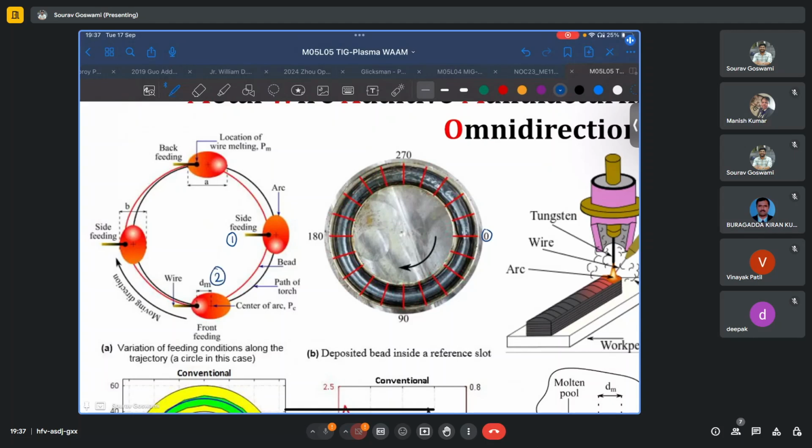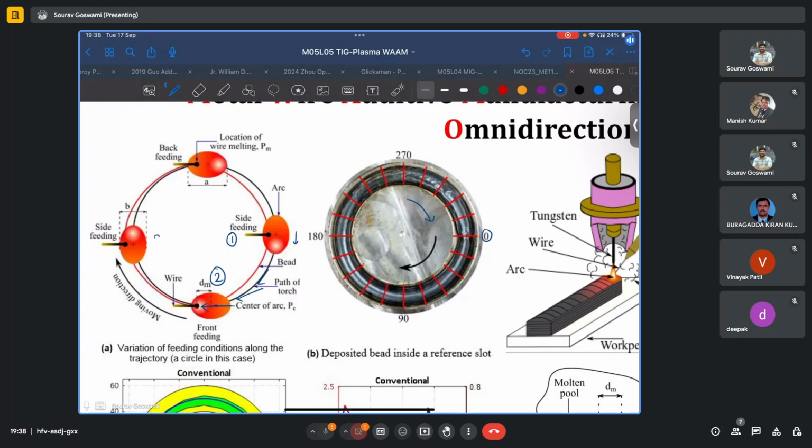When you move to position 2, as you are moving in the clockwise direction along this path, suddenly, because the wire feeding direction has remained the same, it turns to a case of front feeding, because the arc or the torch was moving along this direction. At each point, it will move along the tangent to the circle. So here, it is moving parallel or anti-parallel to the direction of wire feed. Thus, it becomes a case of front feeding.